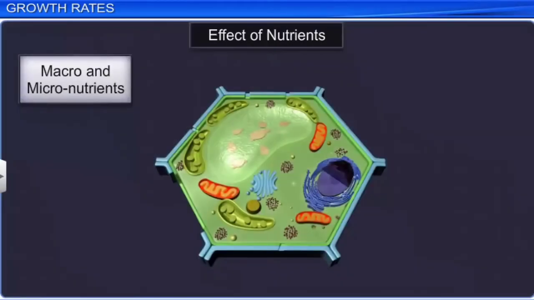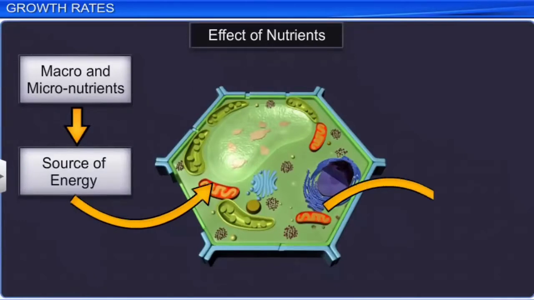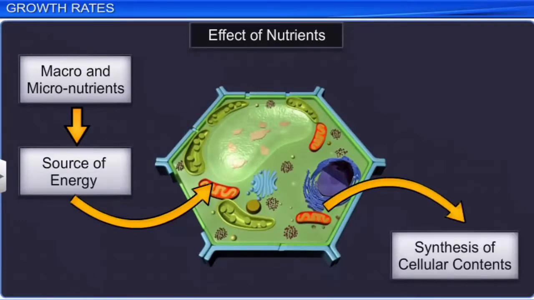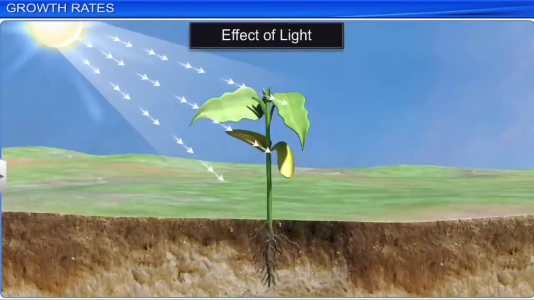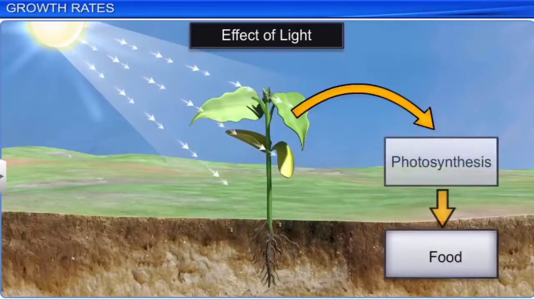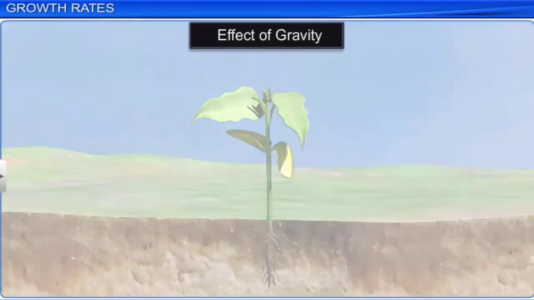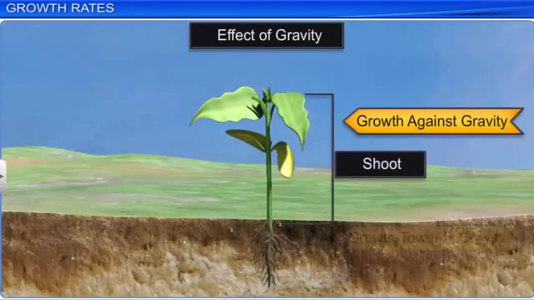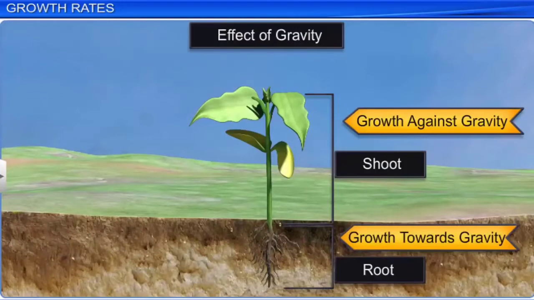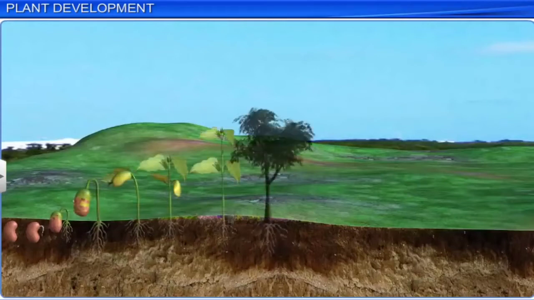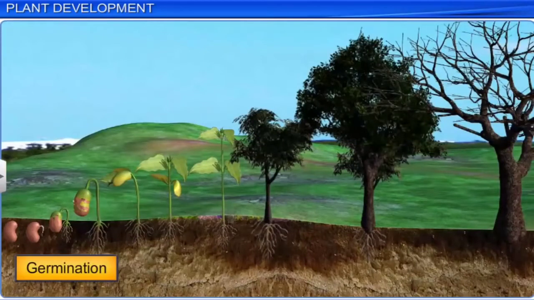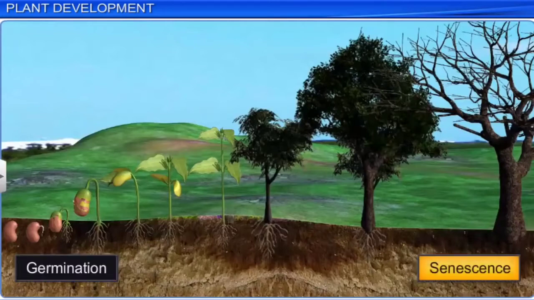Macro and micronutrients are used as energy sources and in the synthesis of cellular contents like protoplasm. In addition, plants need an optimum temperature for proper growth. The growth of plants depends on light, as they manufacture food by photosynthesis. Gravity determines the direction of shoot and root growth in plants. Plant development includes all stages of plant life, from germination of the seed to aging or senescence.